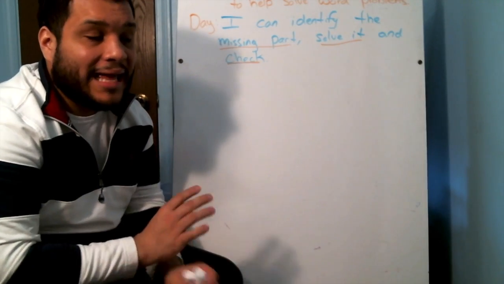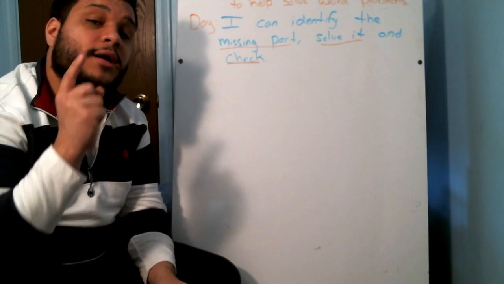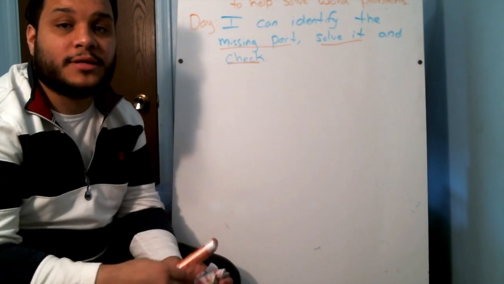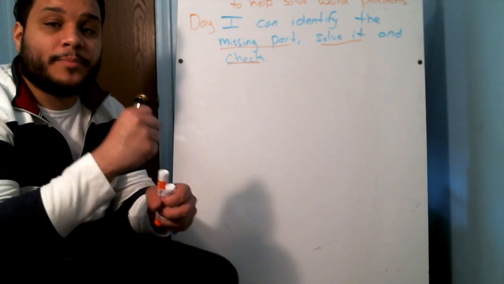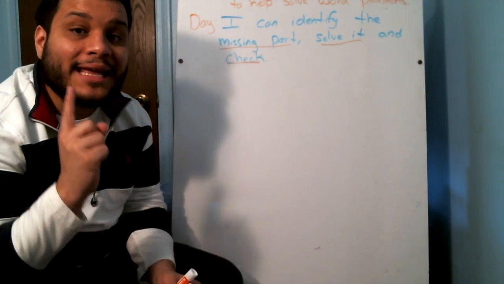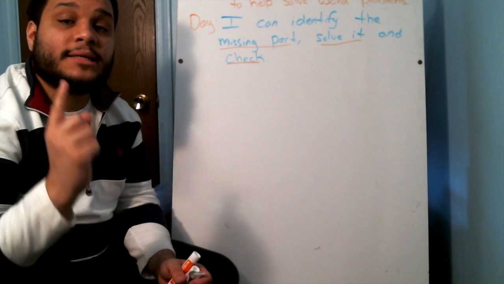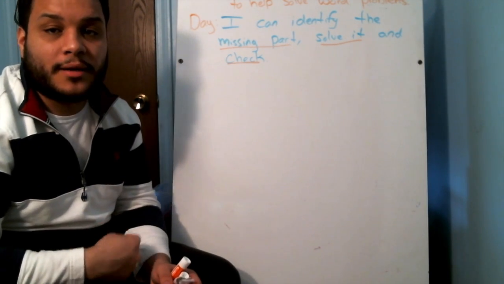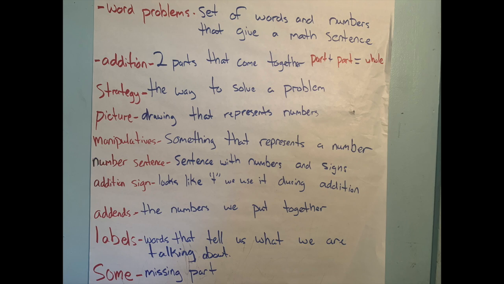Today, we don't have any brand new sight words. We're going to take a look at yesterday's sight words and last week's sight words because we're building off of those things. We learned that the word sum is a math word because it lets us know that there is a missing part. Check out our math words.